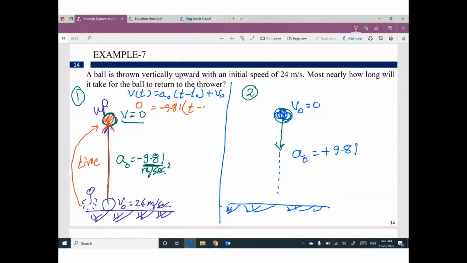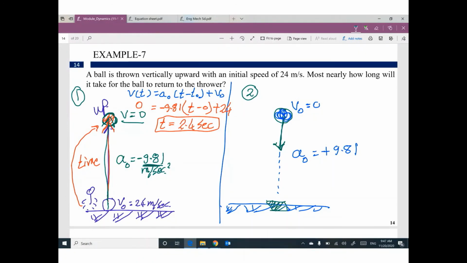The initial time is zero. The initial velocity is given, 24. The only unknown in this equation is t, time. So 24 divided by 9.81 is 2.4 seconds. That means the ball needs 2.4 seconds to reach this position. After 2.4 seconds, the ball will start to go back to the thrower.